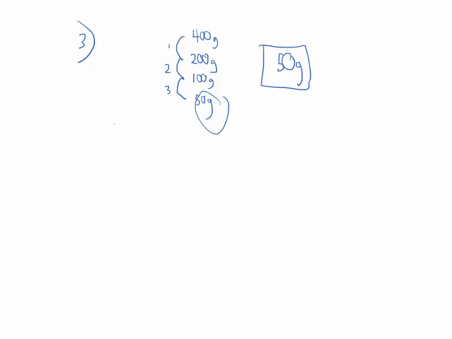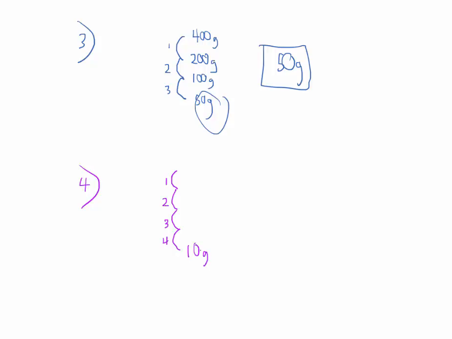Okay. And then finally, number 4. After 4 half-lives, 10 grams of uranium remains. So how much did you start with? So again, your first half-life, second half-life, third half-life, fourth half-life would leave you with 10 grams left over.